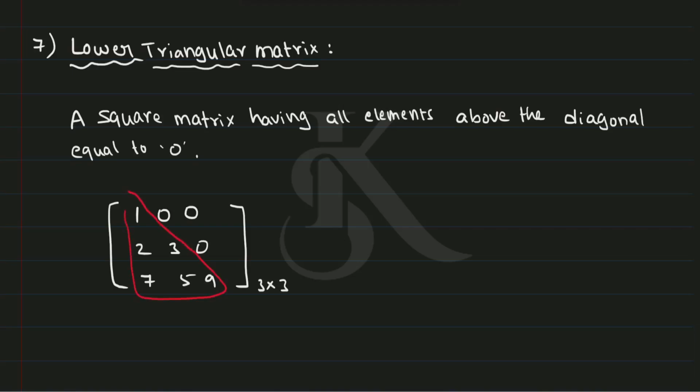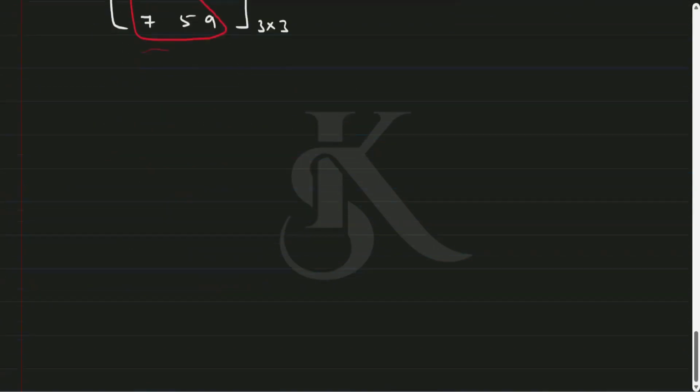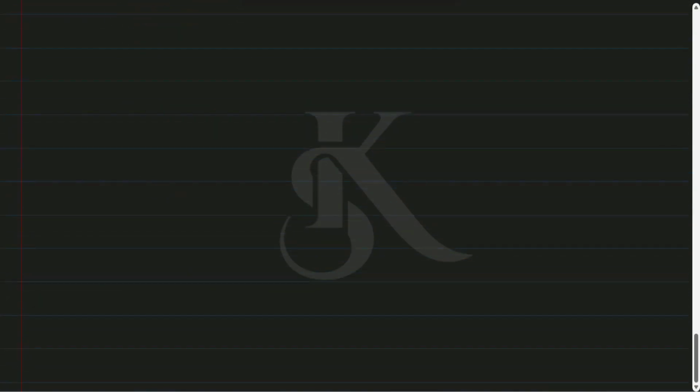It reflects like a triangle. Above the diagonal, the elements are 0. The lower triangle means the triangle forms on the lower side. Okay, that's all. And the eighth one.